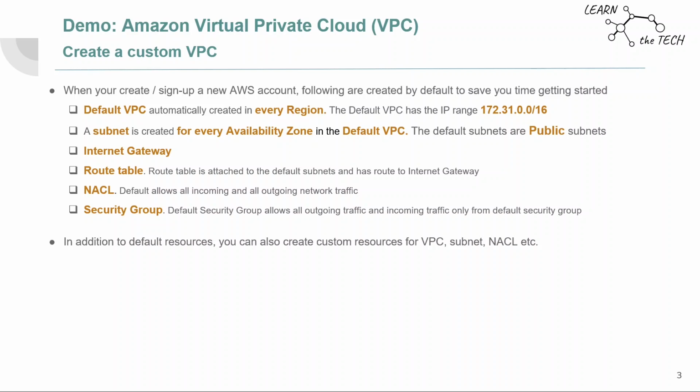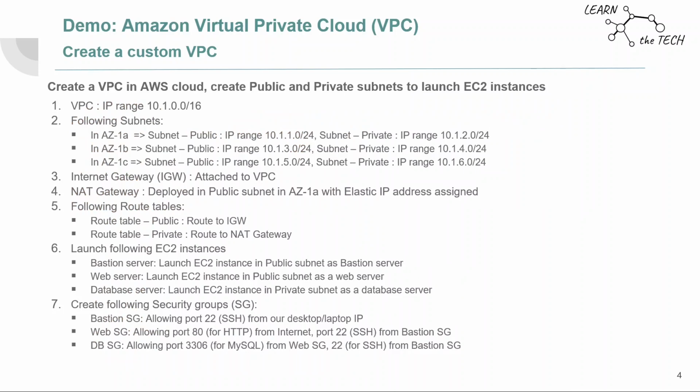You can use default VPC. You can customize, you can add more security groups, define rules, what is allowed, what is not allowed. You can create private subnets inside your default VPC also, or you can create your own custom VPC subnets inside that, NACL, security groups and so on. So this is what we are going to create now.